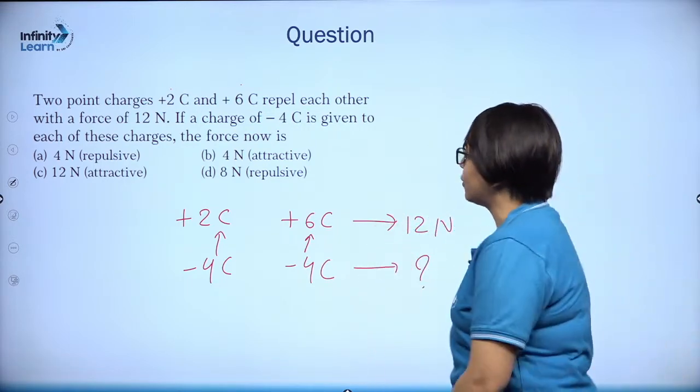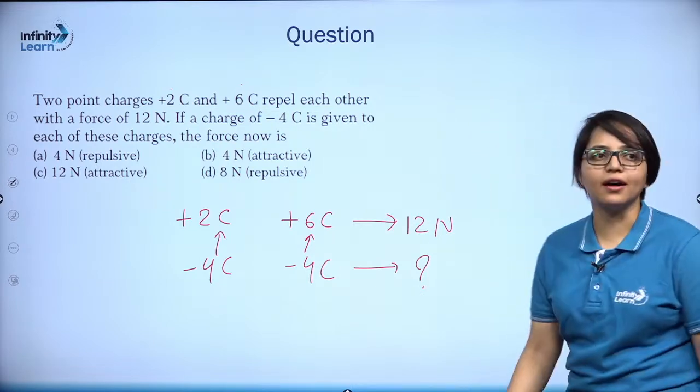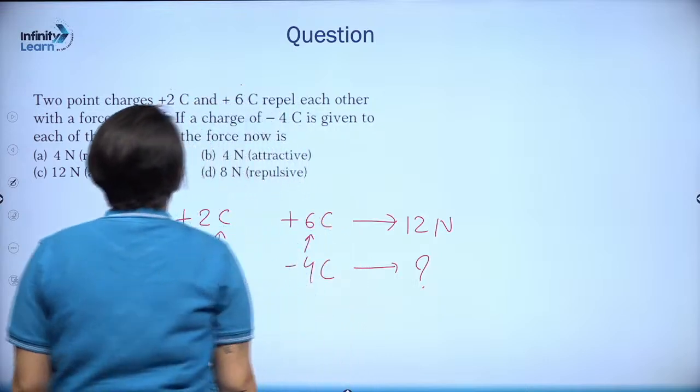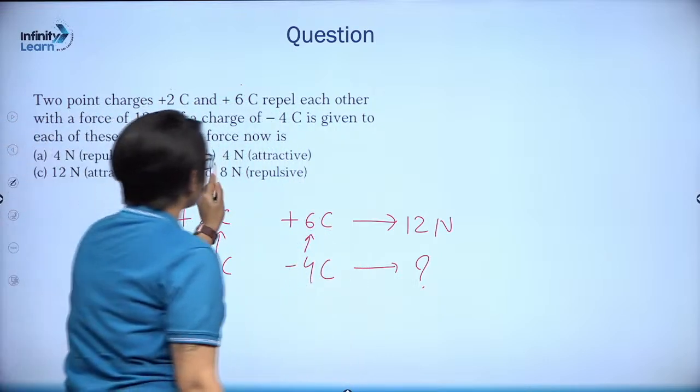Okay, come on everyone, what will it be? Option B from Jayanthi, well done, well done. Okay, it should be 4 Newton attractive.